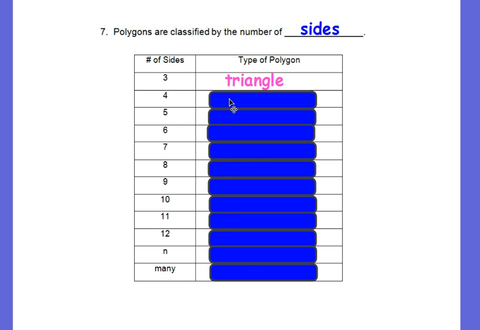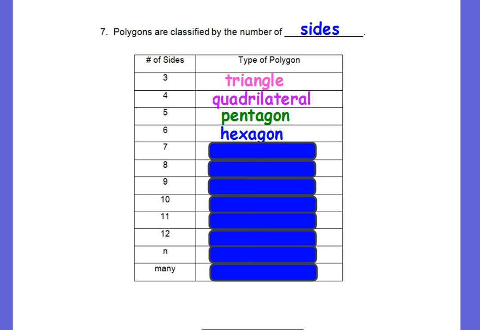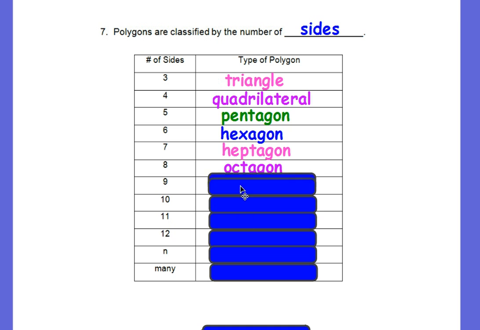So 4 sides would be quadrilateral. 5 sides, if you remember that, is a pentagon. 6 is a hexagon. 7 sides, we call that a heptagon. Sometimes called a septagon also. Septa, I believe that comes from Latin. We use the one that comes from Greek, which is heptagon. 8, octagon. 9 is a nonagon.